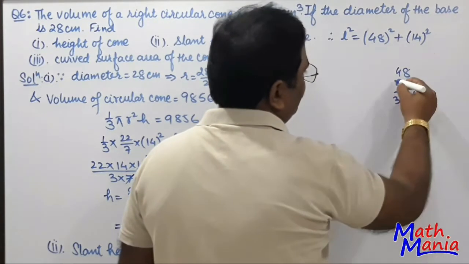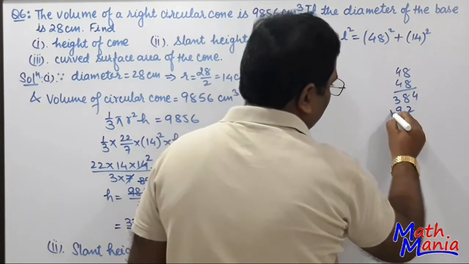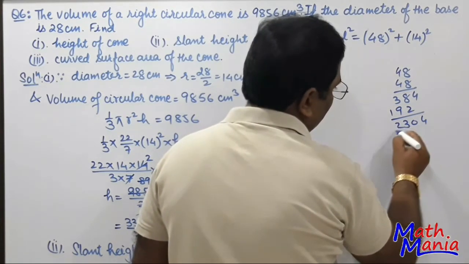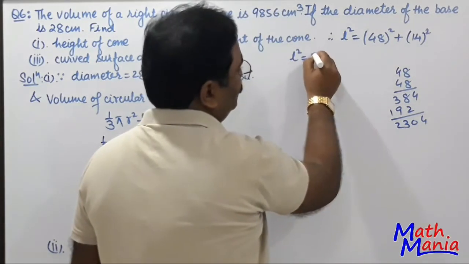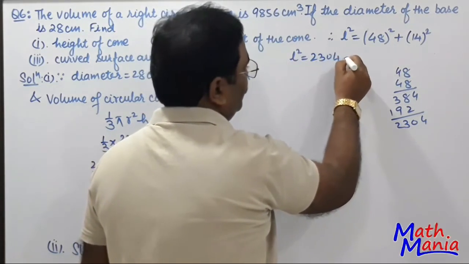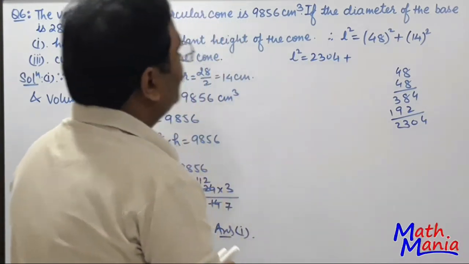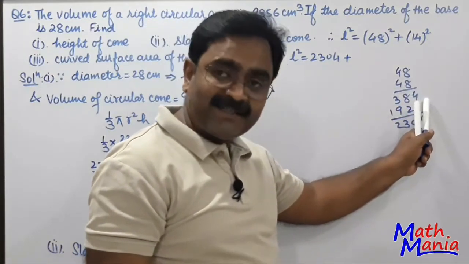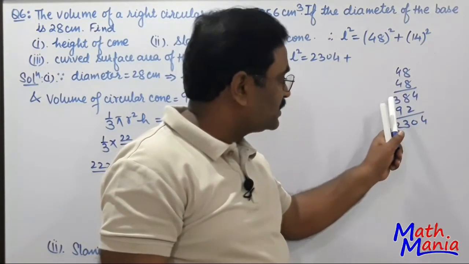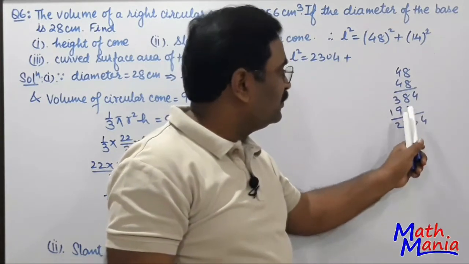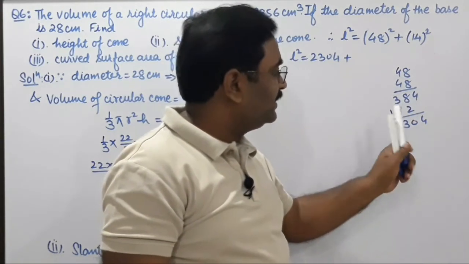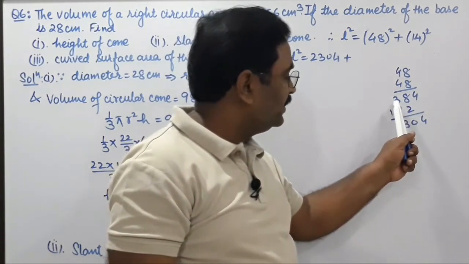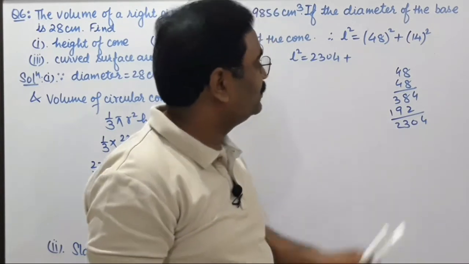48 into 48: 8 8s are 64, 8 4s are 32 plus 6 is 38, 4 8s are 32, 4 4s are 16 plus 3 is 19. So the square of 48 is 2304, plus the square of 14. We can check the square of this 48. 8 8s are 64, carry 6. 8 4s are 32 plus 6 is 38. 4 8s are 32, 4 4s are 16, plus 3 is 19. And 2304, it is right.